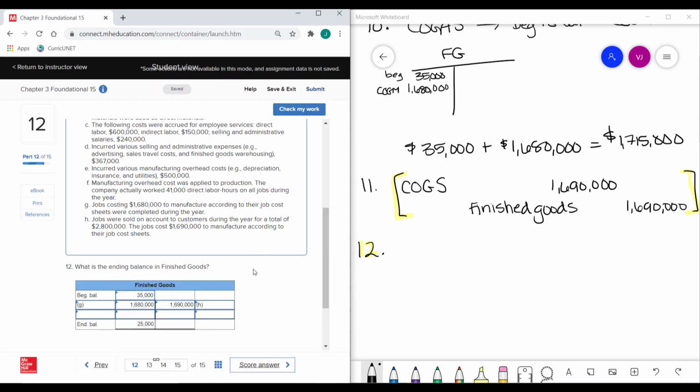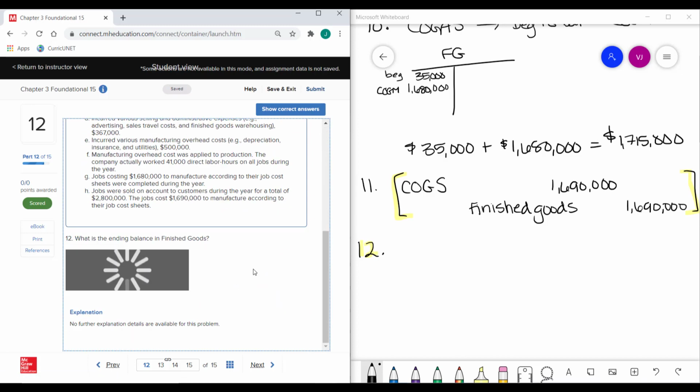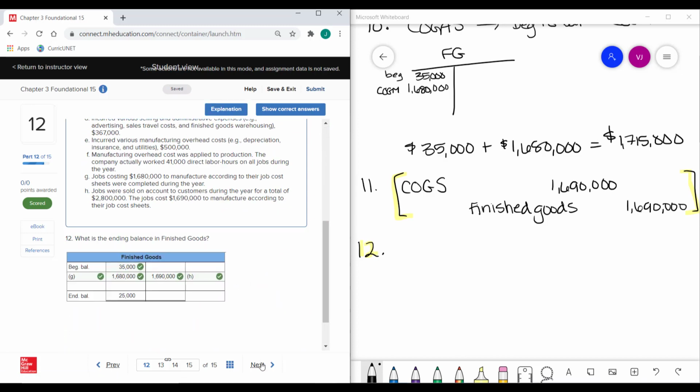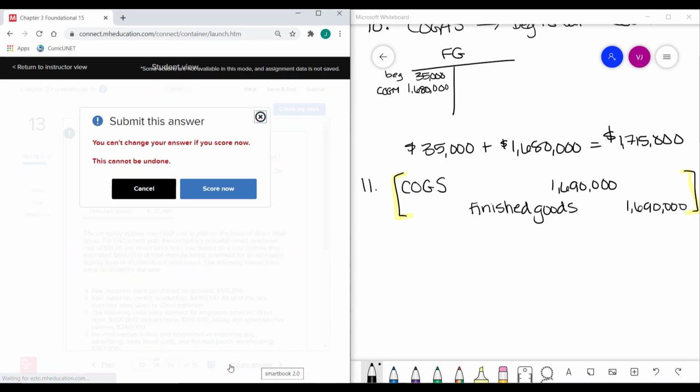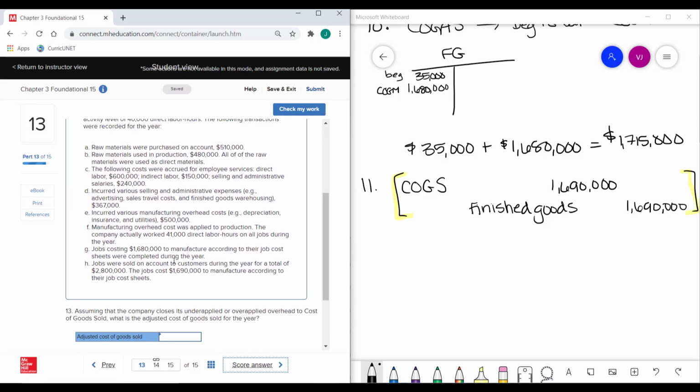Okay, let's see what our score comes out to. We are good to go. Okay, on to number 13. If this will load. Okay, there we go. Assuming that the company closes its underapplied overhead or overapplied overhead to cost of goods sold, what is the adjusted cost of goods sold for the year?